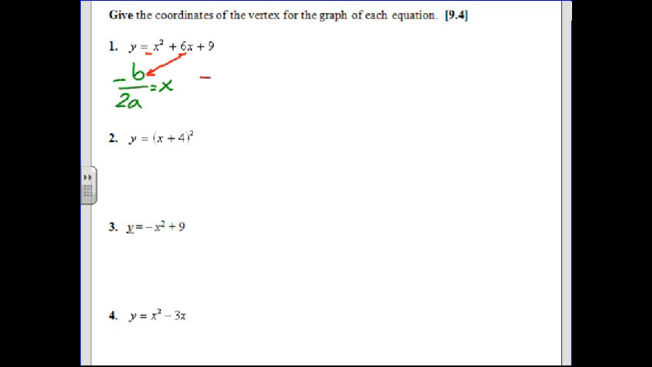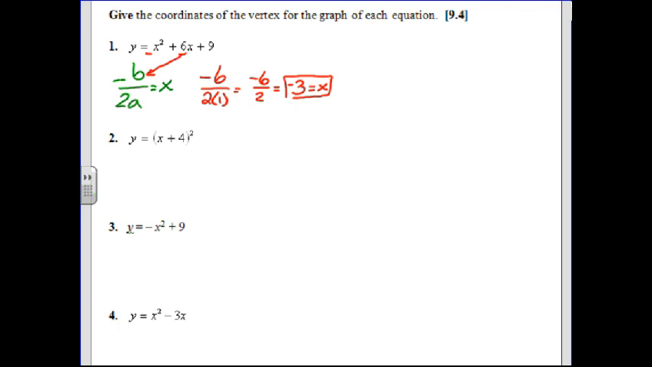So I'm going to plug this in. It's going to have negative 6 over 2 times 1, which is going to be negative 6 over 2, which will be negative 3. That's your x value. That's the first part of the answer. That's not the entire answer yet. I still have to figure out what y is.